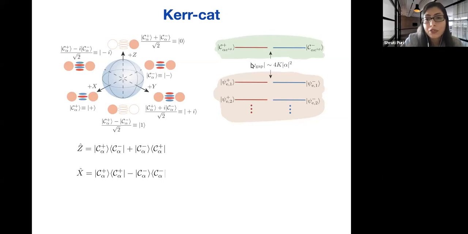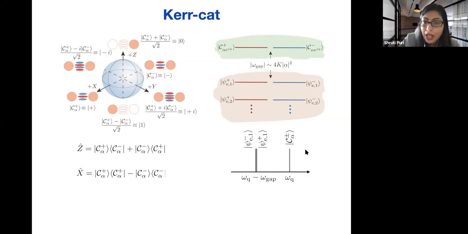On the right-hand side here, I'm showing the eigenspectrum of this system in the rotating frame. Again, I have the C plus and C minus states, which are the degenerate eigenstates, and they're separated from the rest of the Hilbert space by an energy gap. And this energy gap increases with the size of the cat that you make. The more photons you put in, the bigger this gap is, and this actually allows you to do faster gate operations.